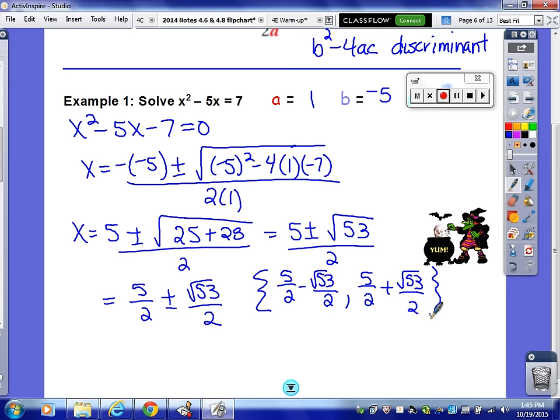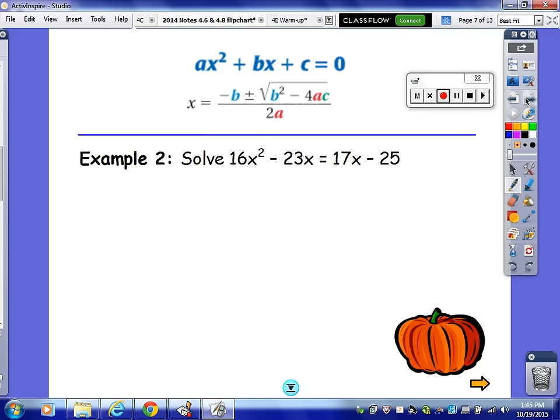Notice here again that these are conjugates of each other. These are irrational answers, because the square root of 53 doesn't have a perfect square. 53 is not a perfect square. So these are irrational numbers. Now notice that they're conjugates of each other. Irrational answers always come in pairs. Alright, we're just going to continue practicing with some of these. Just refamiliarize yourself with using the quadratic formula.